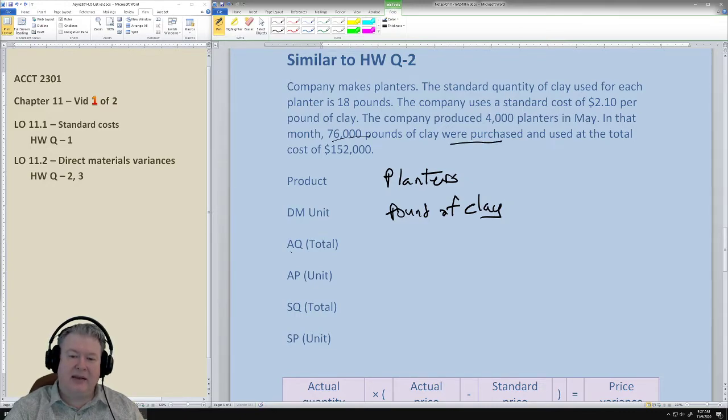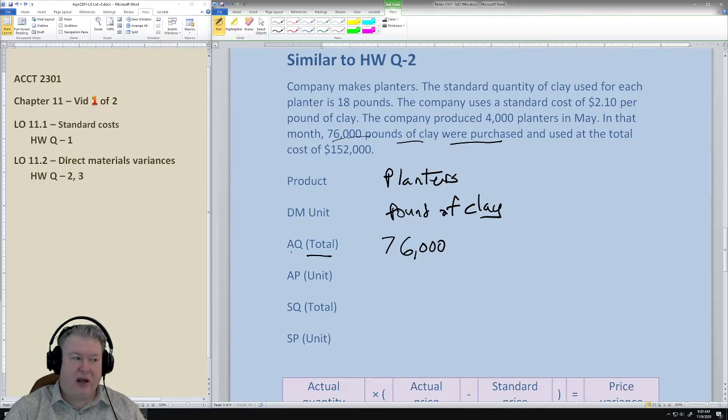So the important thing here is now we're talking about our direct material. So that is our quantity, right? Our quantity of the unit of the direct material. So that was the actual quantity, 76,000. So not 4,000 planters. We're not so concerned about planters. We're concerned about the direct material. And you notice that it says was purchased, meaning this is an actual quantity, not a standard. And the other thing to notice is it's not saying how heavy is 1 pound of clay, it's what is the total amount, total pounds of clay.